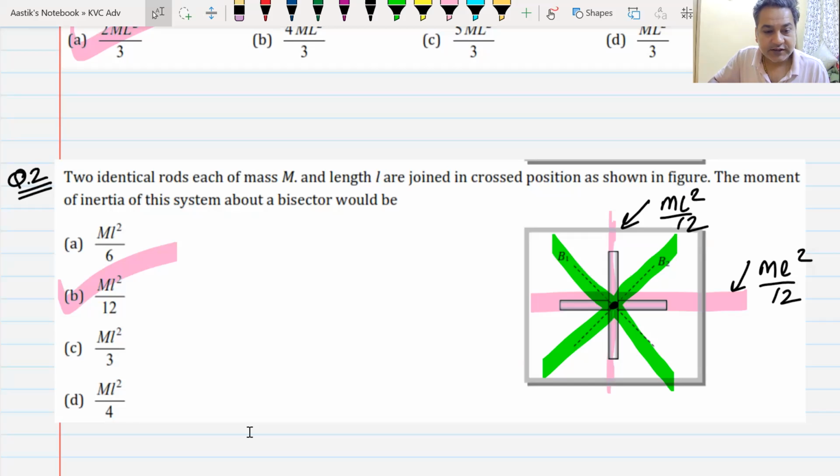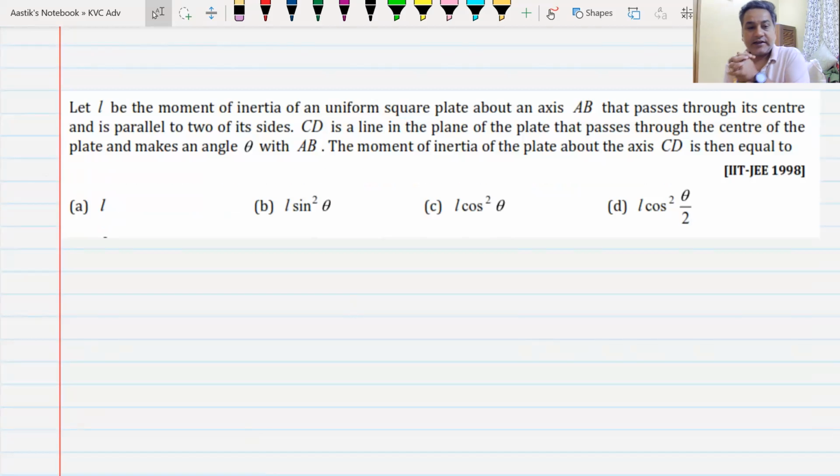Yes, this is the question that I was talking about. Let I be the moment of inertia of a uniform square plate about an axis that passes through its center and is parallel to one of the sides. CD is a line in the plane of the plate that passes through the center but makes an angle theta with the line AB. What is the moment of inertia of the plate about the axis CD?